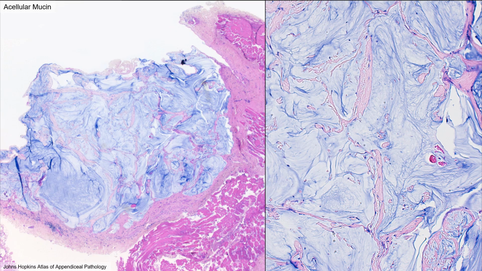Here are some examples of acellular mucin. On the left side, we can see these pools of mucin within fibrous stroma, which happens to be adherent to the diaphragm because you can see skeletal muscle on the edge of the photo. And at higher magnification, we can appreciate that there may be a couple of inflammatory cells in there, maybe some fibroblasts, but we don't see any neoplastic epithelium.